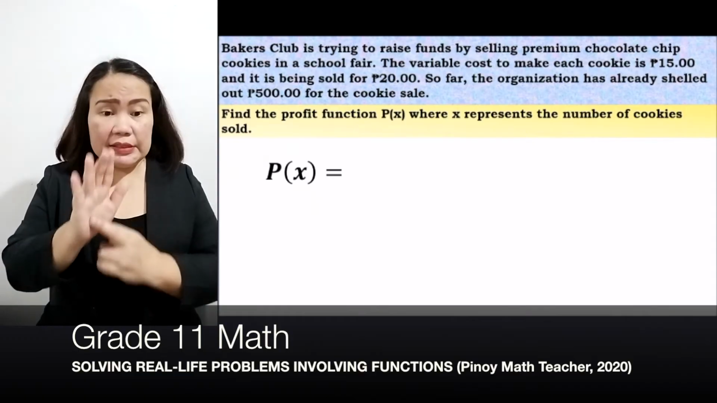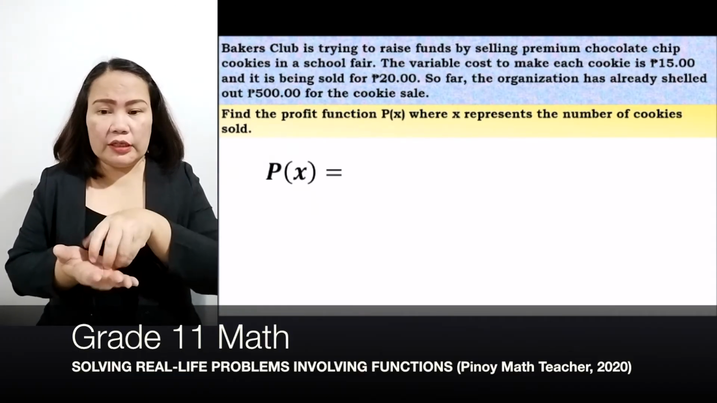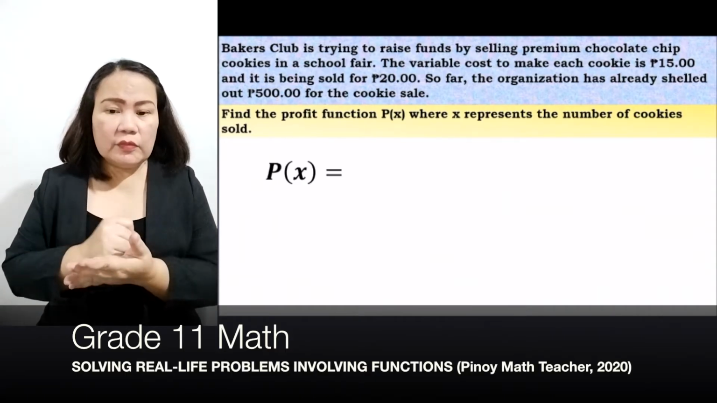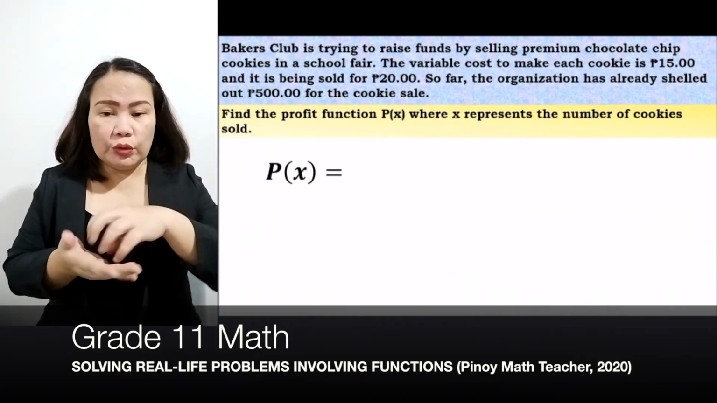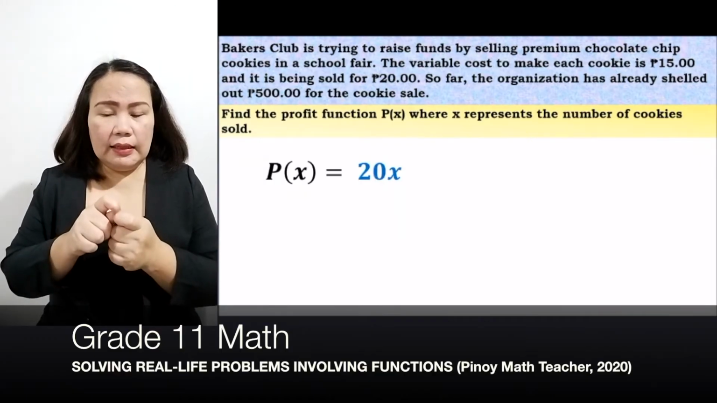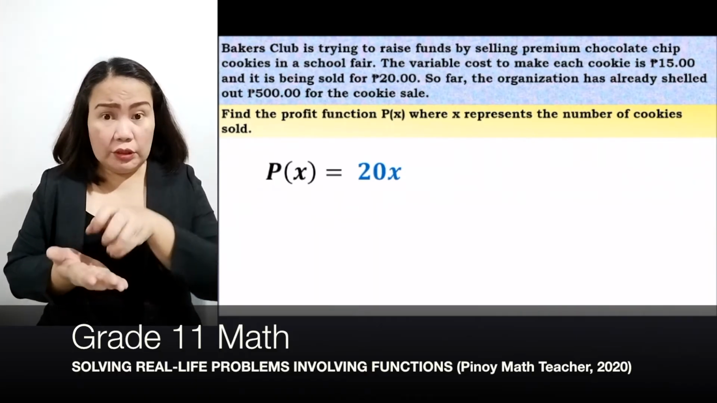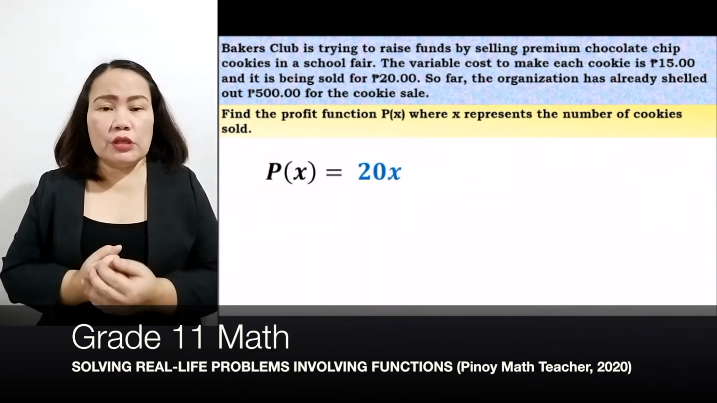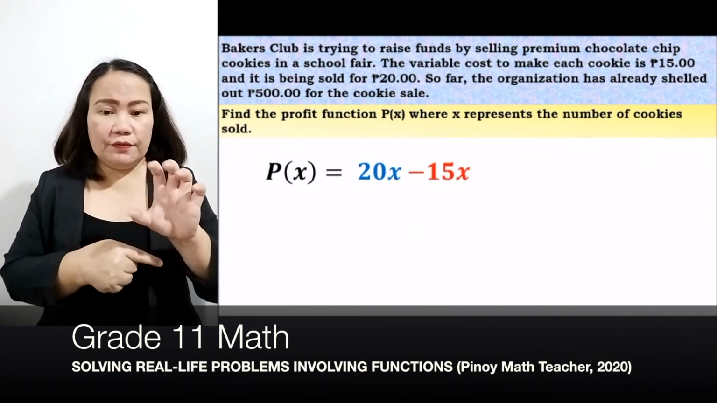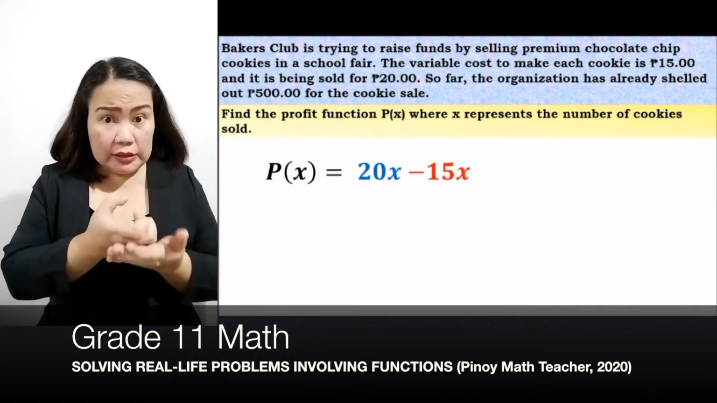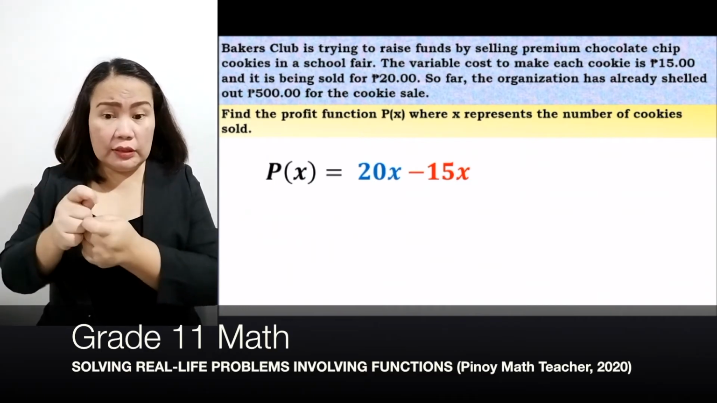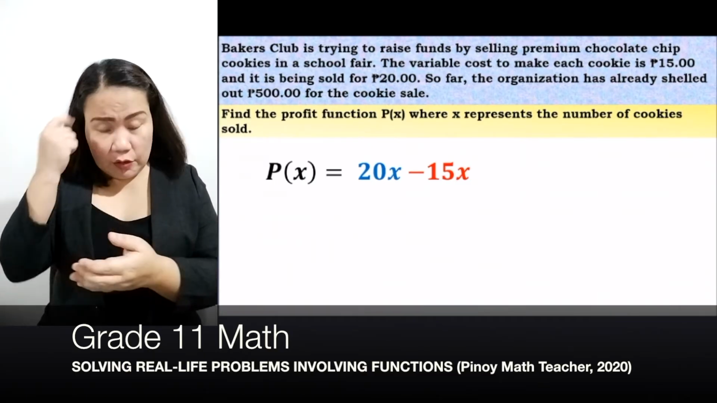P of x ang magre-represent sa ating profit function or yung kikitain ng Baker's Club sa pagbebenta nila ng cookies. Ang x naman ang magre-represent sa number of cookies. Ang 20x ang total na pagbibilan. Ang bawat piraso ng cookie ay ibinebenta nila sa halagang 20 pesos. Minus 15x ang magre-represent sa total ng variable cost or yung gastos nila sa bawat piraso ng cookies. Kailangan nating ibawas ito sa total ng mapagbibilan dahil ang hinahanap natin ay yung profit.